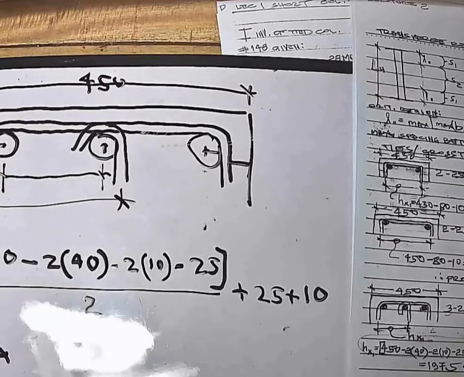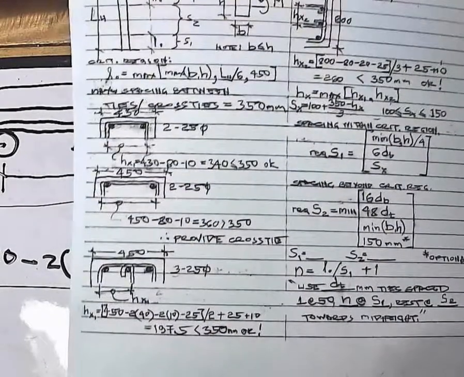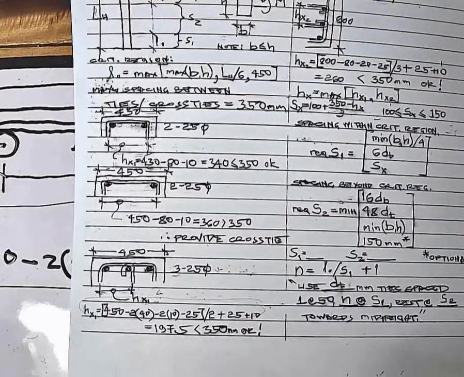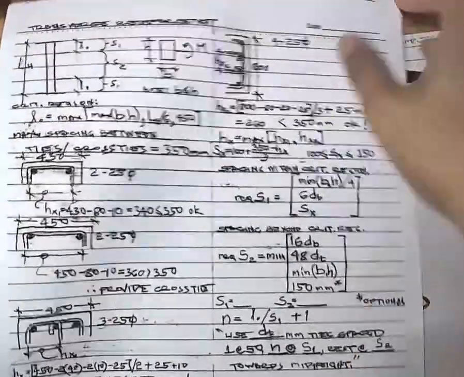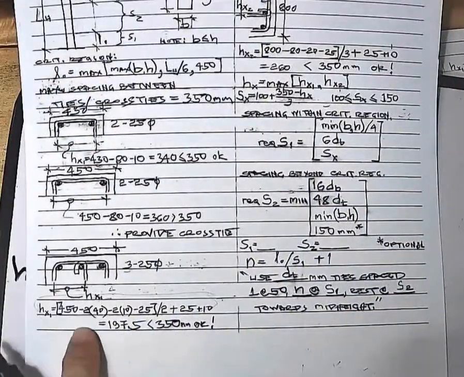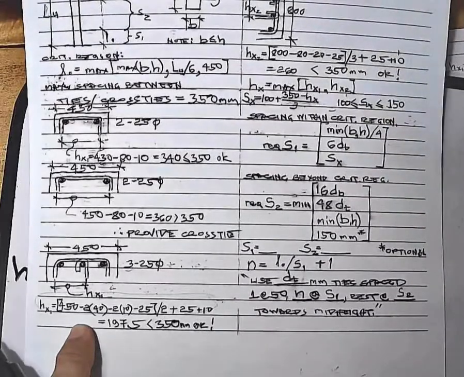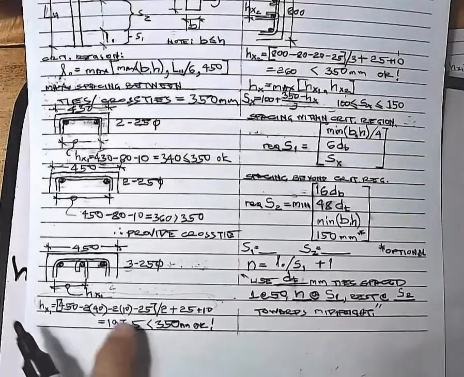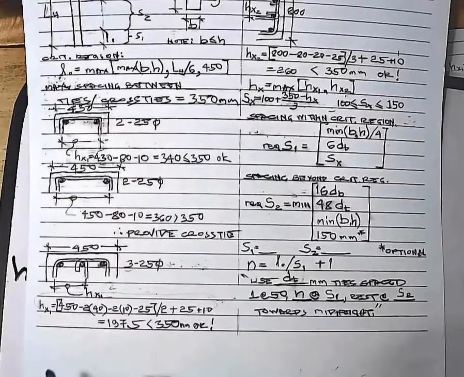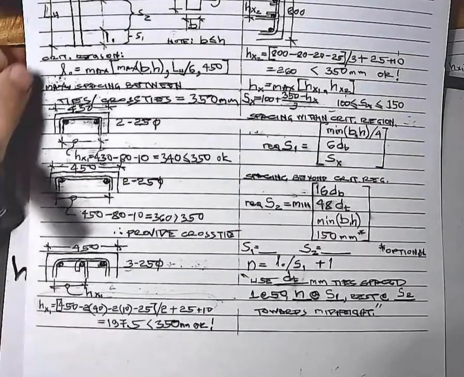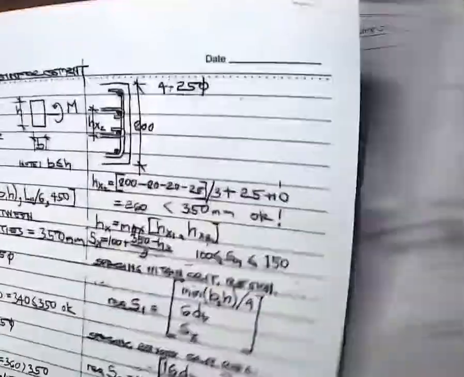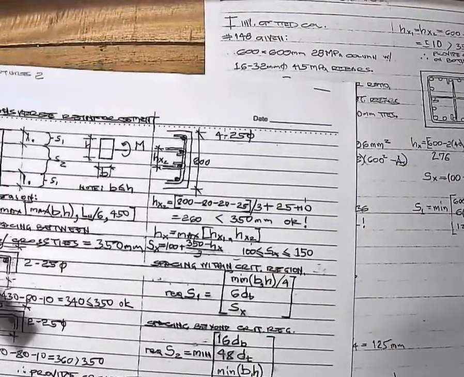okay, is now equal to 197.5. Okay? So, yan yung explanation nitong equation na yan. So, that is 197.5. You now compare this with 350 mm, which is now less than, kaya okay na. Next is, ganun din dito sa kabila.